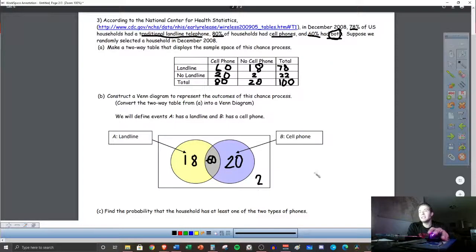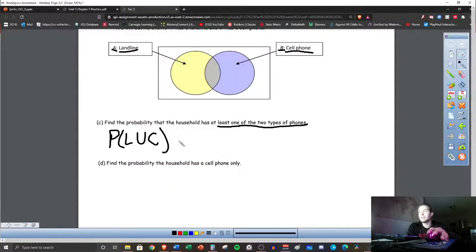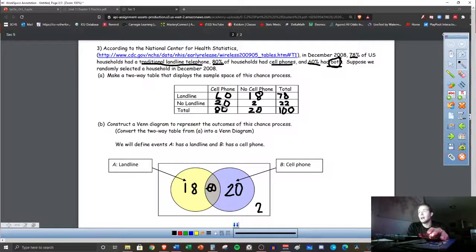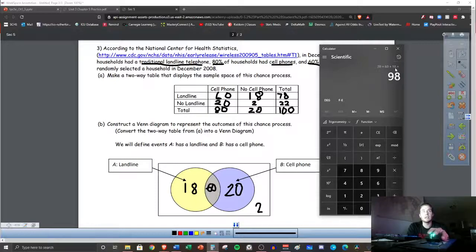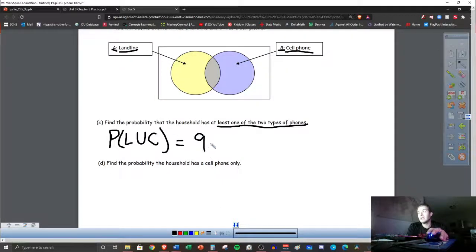So in this case, the best way I think to answer this problem is to add up these three areas, which is going to be 98%. We already actually kind of did that in our calculator. We got 20, 60, and 18. That adds up to 98%. So this is 98% here.